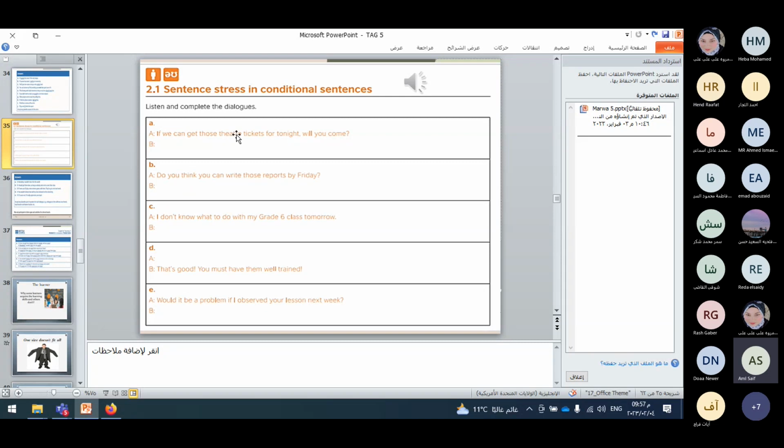We have two more words here. Grade and six, class. Grade, class, 6, yes. Grade, and class. Yes, yes, yes. Grade and class. Yes. Why does this person stress the auxiliary verb don't here?